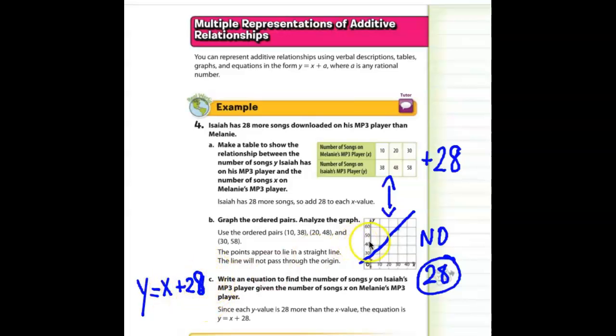So that's why this constant is where it crosses the y-axis, because if she had 0 songs, he would still have 28. And that's why we don't have 0, 0, and that's supposed to be curved. Sorry about that. That's why we don't have 0, 0. We have 0, 28, because even if she had nothing, he would have 28.